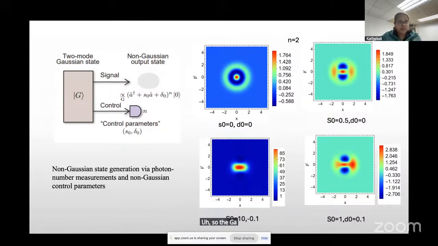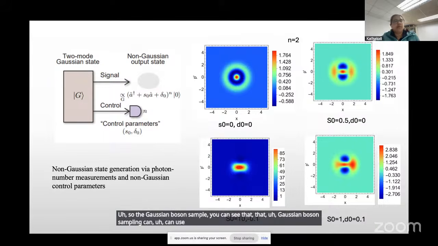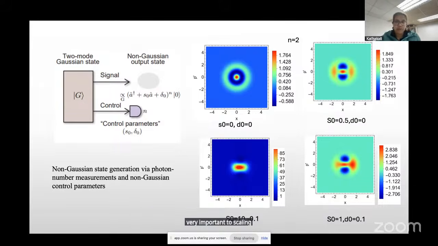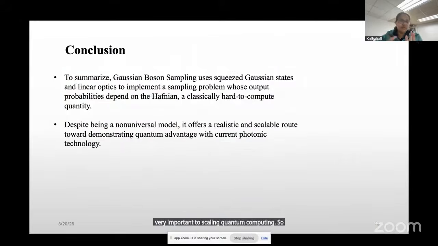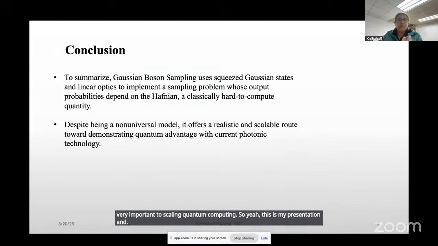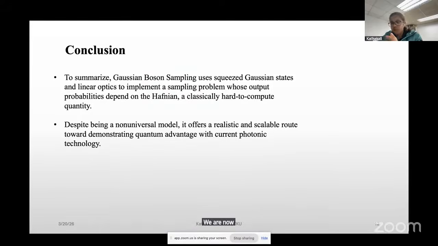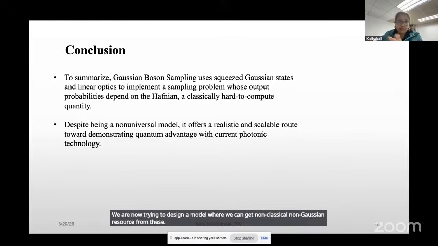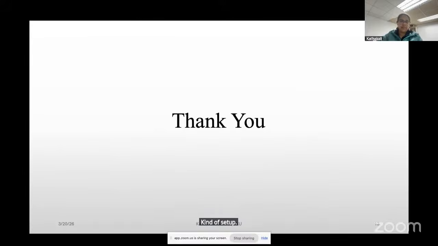So you can see that Gaussian boson sampling can be used to generate non-Gaussian resources like GKP states, which are very important for scaling quantum computing. So yeah, this is my presentation, and we are now trying to design a model where we can get non-classical, non-Gaussian resources from this kind of setup. Thank you.